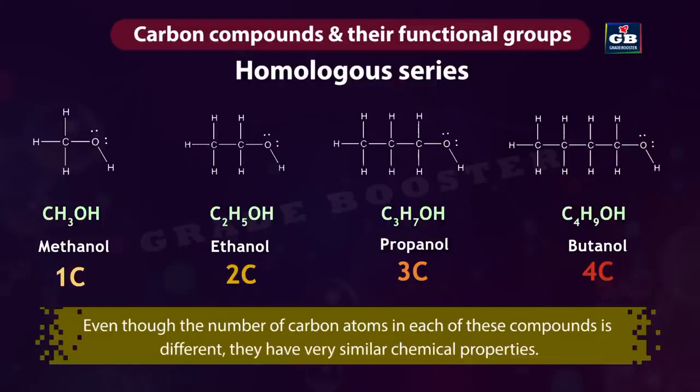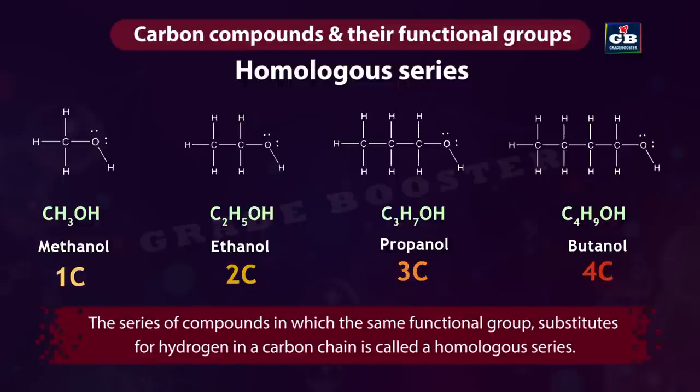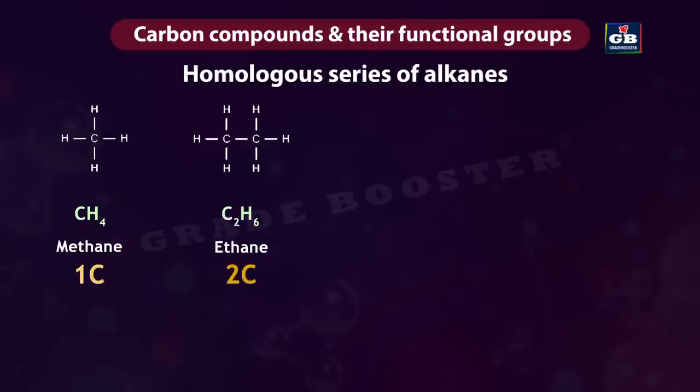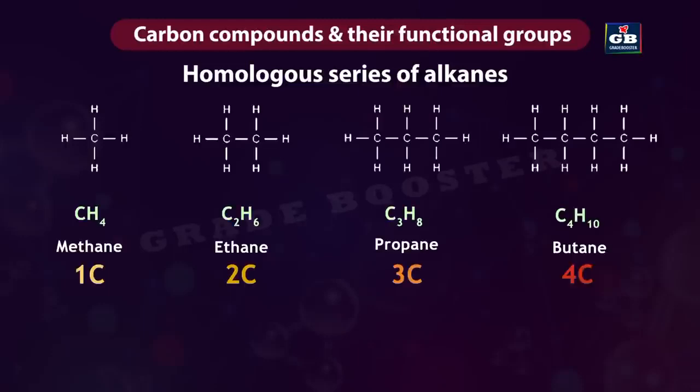Even though the number of carbon atoms in each of these compounds is different, they have very similar chemical properties. Such series of compounds are called homologous series. The series of compounds in which the same functional group substitutes for hydrogen in a carbon chain is called a homologous series. Let us see the homologous series of alkanes: methane, ethane, propane, butane. The difference between each of these compounds is the difference in the number of units of CH2.